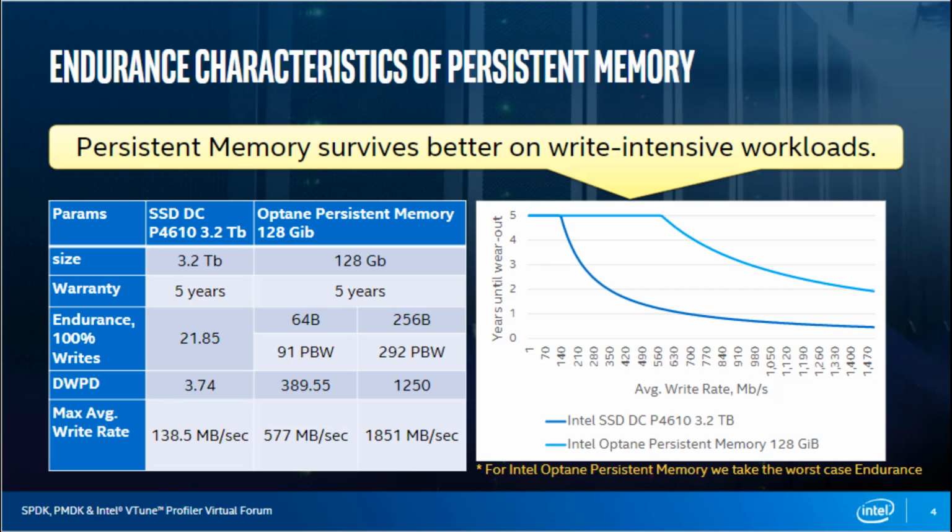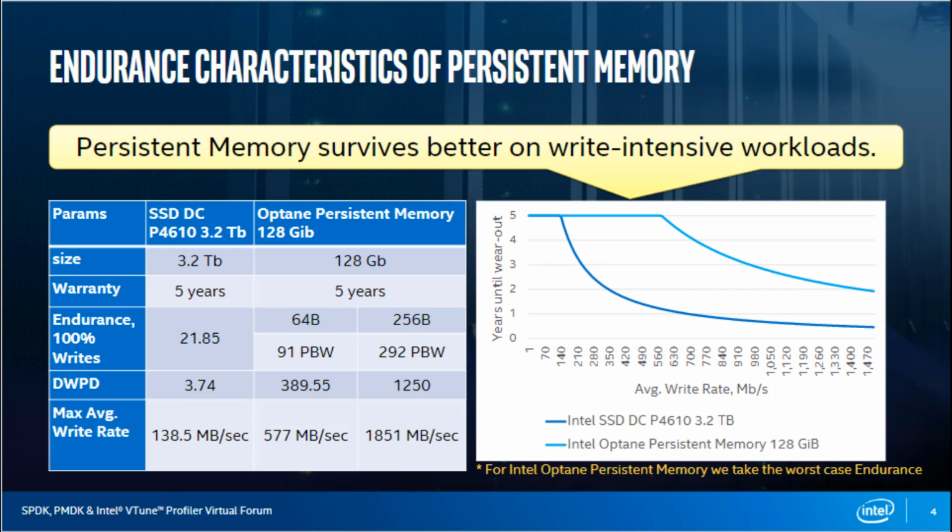But it's much more efficient if you do writes in chunks of 256 bytes. In that case, endurance is much higher, and as you can see, disk writes per day is different for the two chunk sizes. Compared to SSD devices, where we use a block size as a grain size, persistent memory has a much smaller grain size. We can do fine-grain updates, which also impacts the lifespan of the SSD.